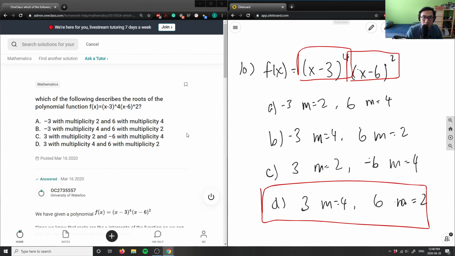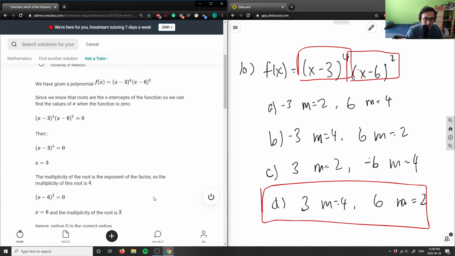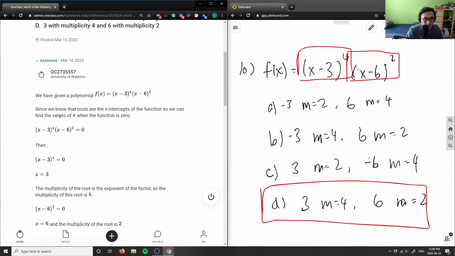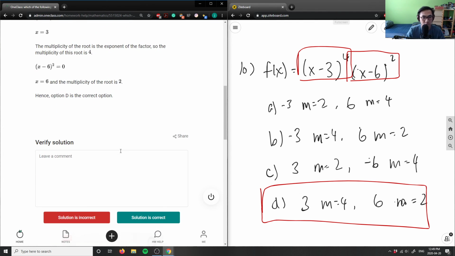And let me just check their answer here. So D is correct, that's good. We're given this polynomial. Since we know the roots are the x-intercepts of the function, we can set this to 0. That's good. And then they said, like I said before, (x minus 3) to the power 4 equals 0, so x equals 3. That's awesome. And (x minus 6) squared equals 0, so the root here is 6, and the multiplicity is 2. So this here is a great solution.